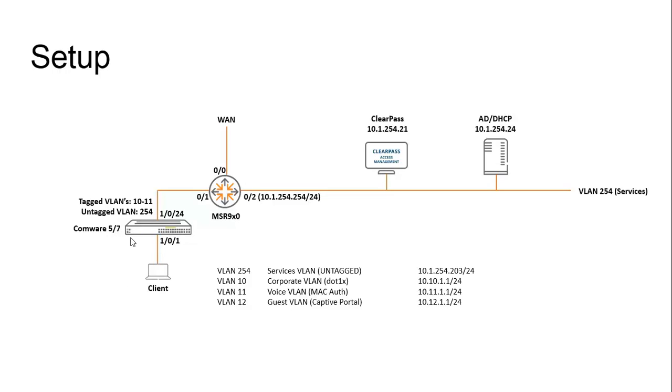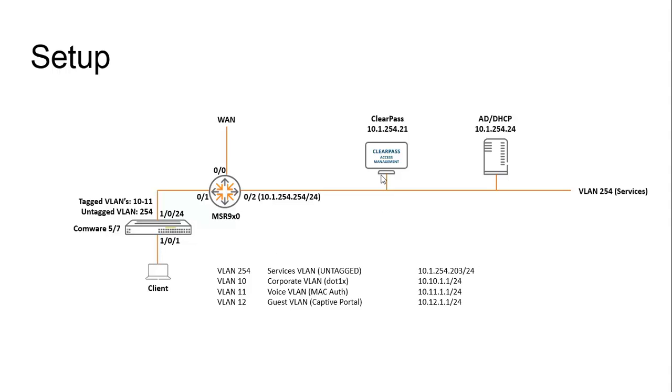I've got a Comware 5 and a Comware 7 device here, with a client connected to Gigabit Ethernet port 1/0/1. I've got an uplink port 1/0/24 going to a router, and that router connects to a services VLAN where I have my ClearPass server and my Active Directory, DHCP and DNS services. And I have two VLANs configured for this setup, one for .1x, which is VLAN 10, and one for MAC authentication, which is VLAN 11.